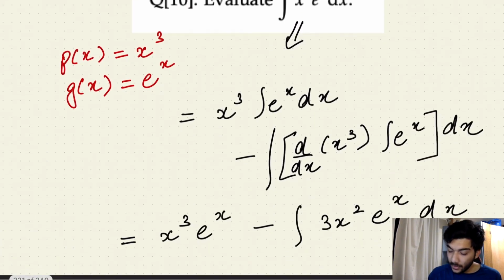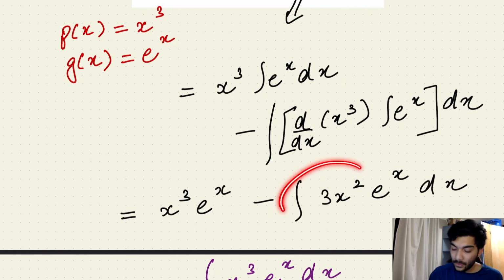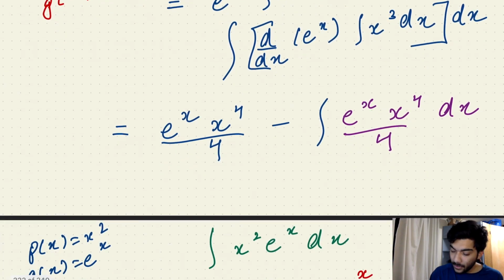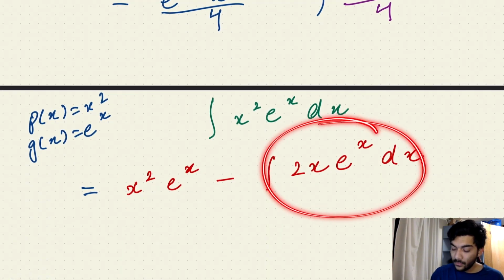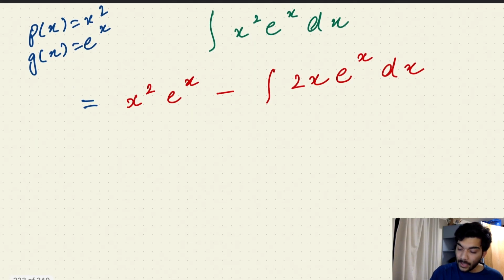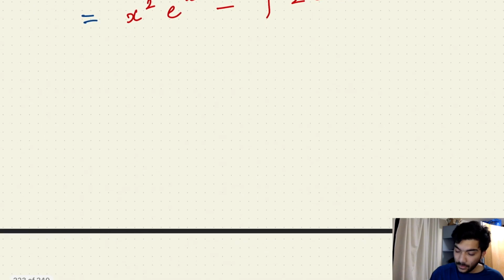So you used your integration by parts formula over here for the first time, over here for the second time, and this over here for the third time in this case. So now let's again calculate the integral x e to the power x dx in this case.